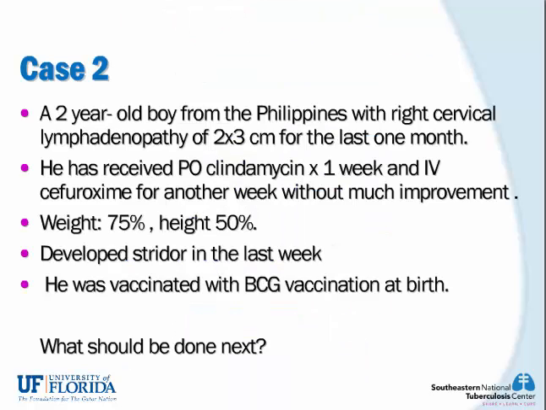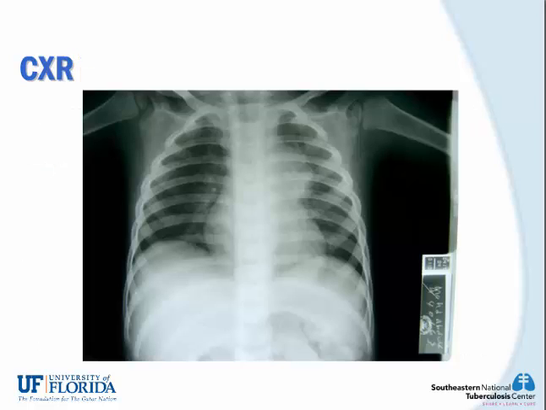The second case is a 2-year-old boy from the Philippines who has lymphadenopathy not responding to either oral or IV antibiotics, and it is of a big size, 2 by 3 centimeters, though he's been thriving. But he developed stridor, which made the doctor who was seeing him do this test, chest X-ray. And you can see he has a big mass over here. Now, that was very suspicious that this could be lymphoma or not.